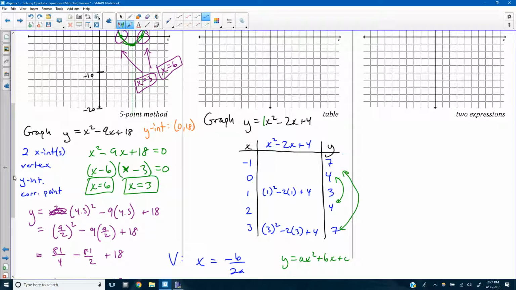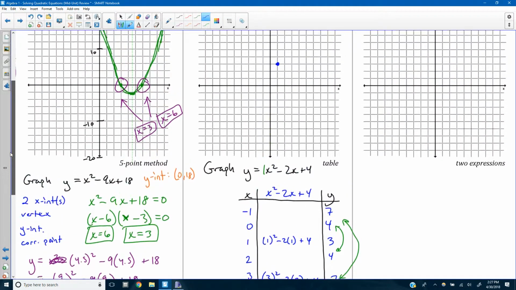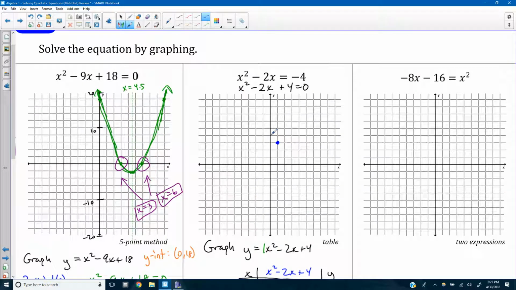And you know, I didn't have to change anything on this graph. These look like they'll come out pretty well. 0, 4, negative 1, 7, looks like that. And 2, 4, and 3, 7 looks like that. I have my 5 points. There's a better looking graph when it comes to it. It's going to keep going up like that.